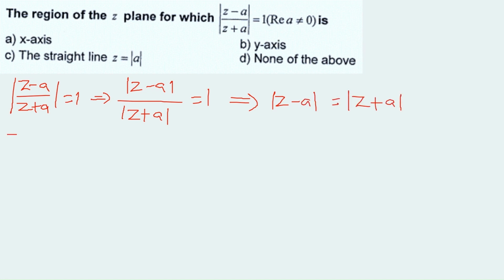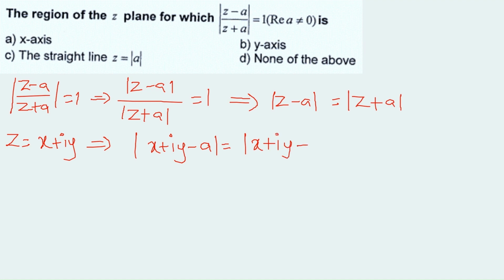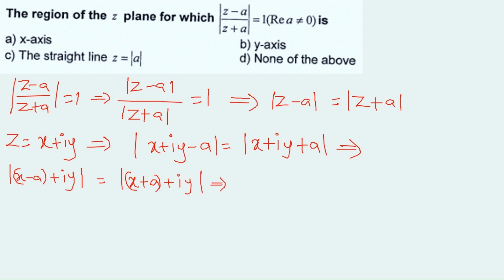Now let's substitute z equals x plus iy. That yields modulus of (x plus iy minus a) is equal to modulus of (x plus iy plus a). Here a is a real number. Reorganizing the terms yields modulus of (x minus a plus iy) is equal to modulus of (x plus a plus iy). We know the modulus of a complex number is the square root of the real part squared plus the imaginary part squared.